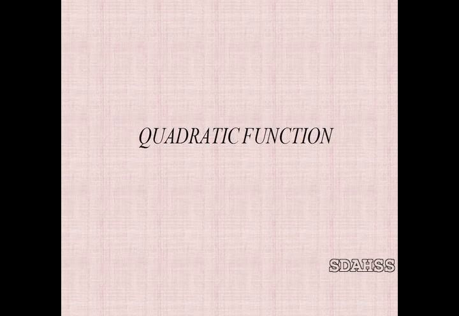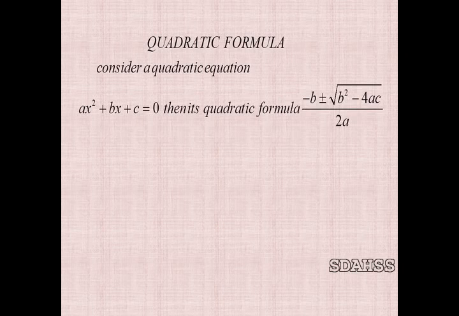Today we are going to see about the topic quadratic function and quadratic formula. Consider a quadratic equation. The quadratic equation is ax² + bx + c = 0. So then its quadratic formula is x = (−b ± √(b² − 4ac)) / 2a.